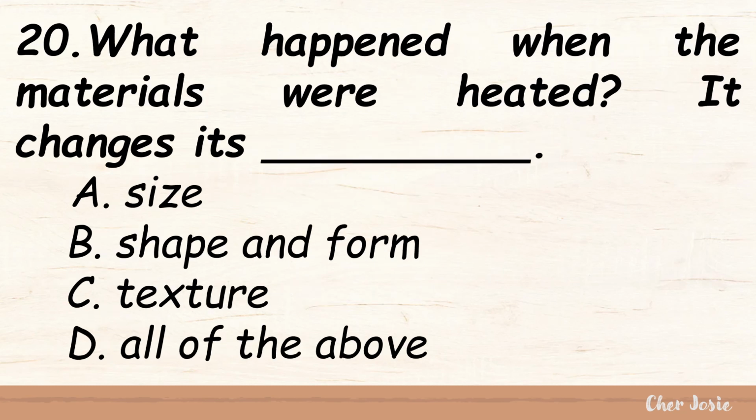20. What happened when the materials were heated? It changes its A. Size, B. Shape and form, C. Texture, D. All of the above. Go. Ballpens up. The correct answer is letter D. All of the above.